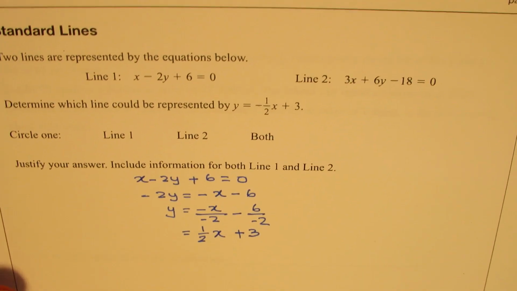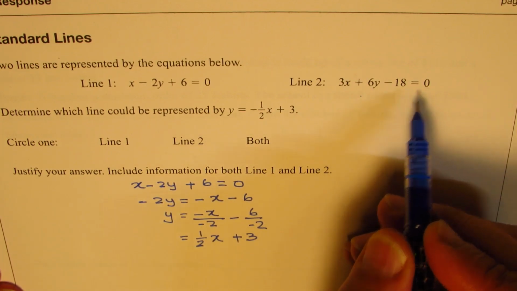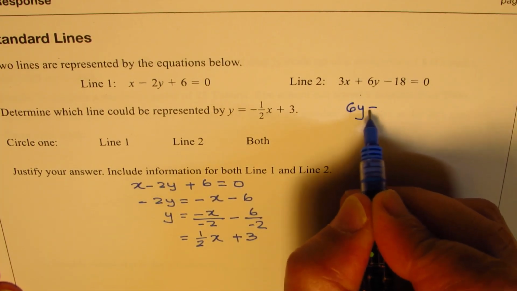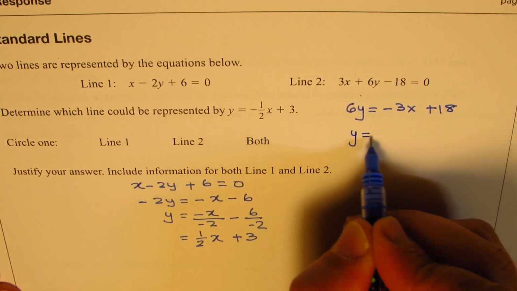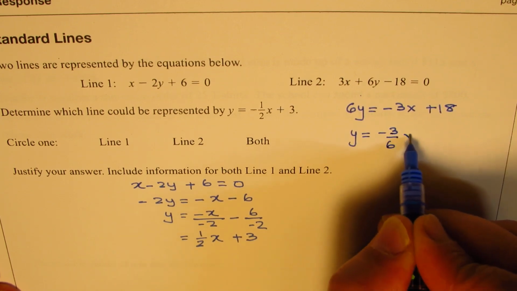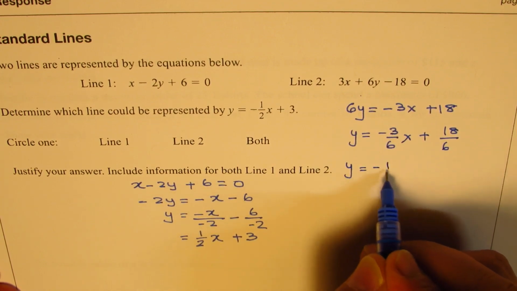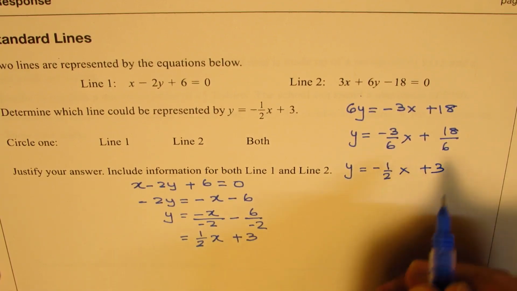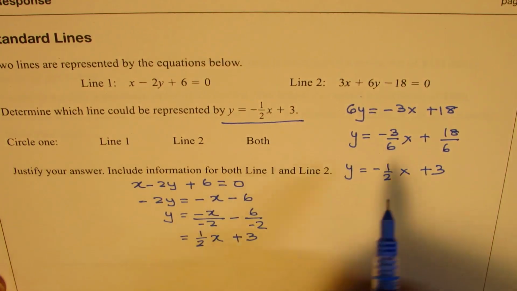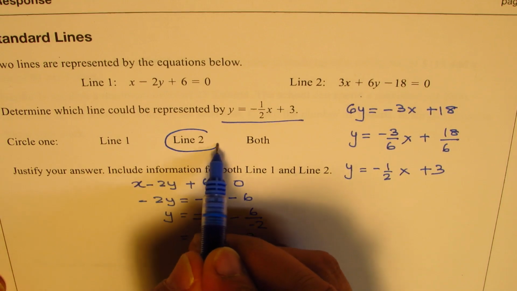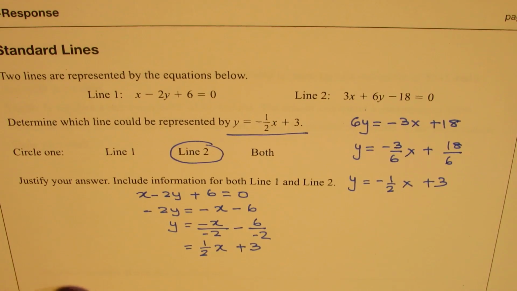Let's do the other line now. Okay, so we have 3x plus 6y minus 18 equals 0. So we get 6y equals minus 3x plus 18. Now dividing by 6, we get y equals minus 3 over 6 x plus 18 over 6. So we get y equals minus half x plus 3. So this is exactly what this equation is. So circle which one is correct. Well, line 2 reduces to what is required, and that is how you're going to answer this question.